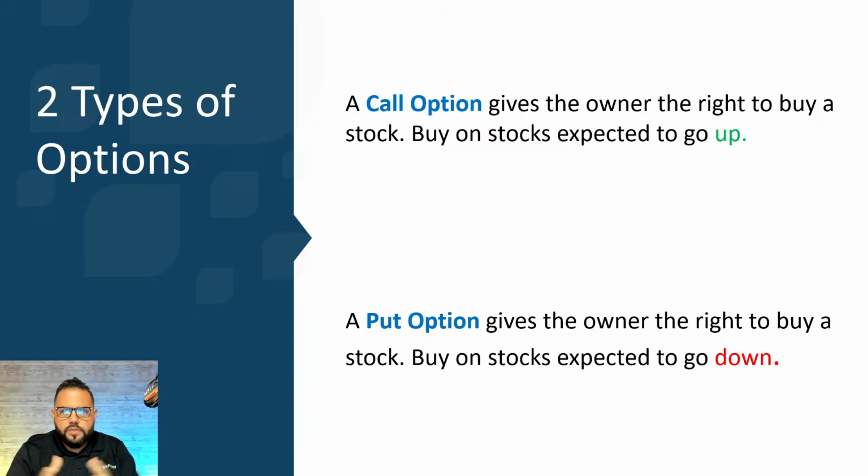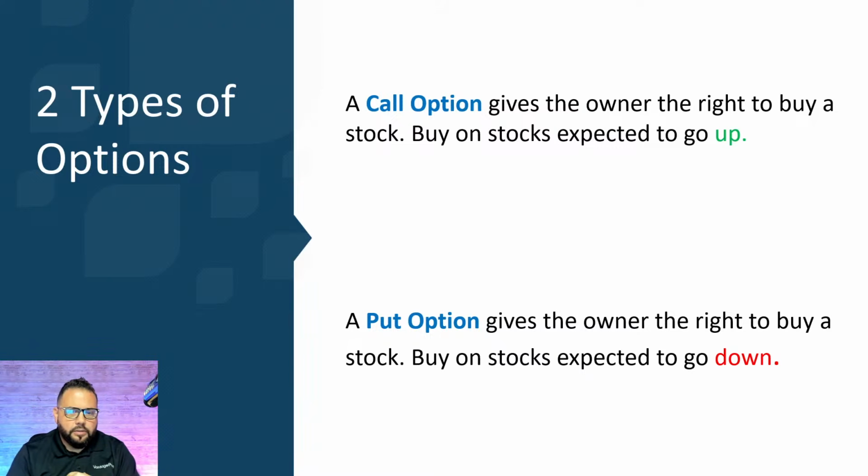But a call option gives you, the owner of that option, the right to buy a stock. The right to buy a stock. So you don't actually buy the share of the stock when you buy an option. You're buying the rights to those shares. And a call option is something you would buy on a stock that you're expecting to go higher, right? One of the tricks that I teach my kids is, on a call option, you usually pick up a call, right? You pick up the phone. You expect the stock to go up. So you're thinking about buying a call.